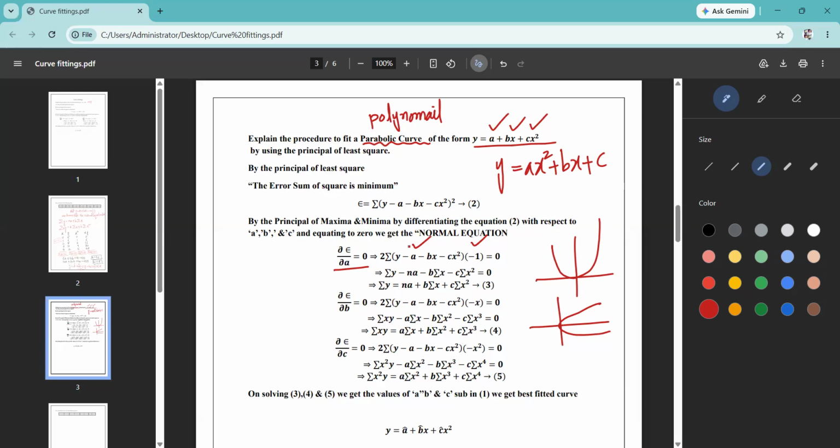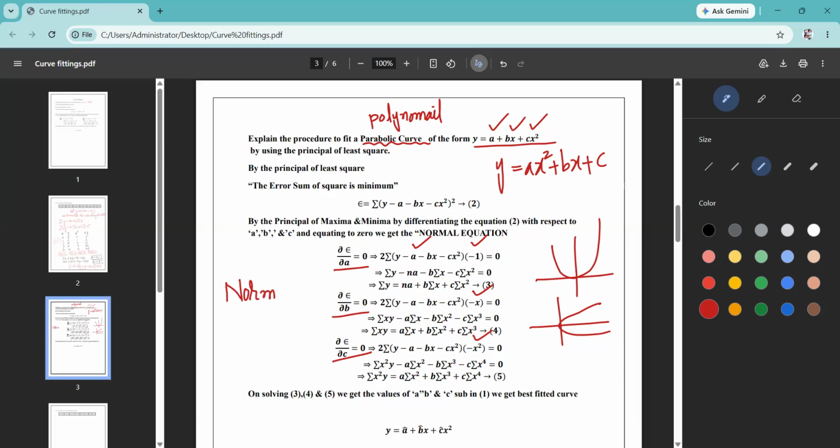Summation of a gives na, since the summation of the n value is 1. Similarly, we differentiate with respect to b; the b coefficient is -x. Simplify. With respect to c, the c coefficient is -x square. Simplify. In exams, this question is asked many times.